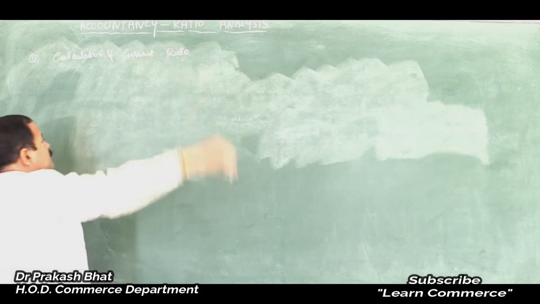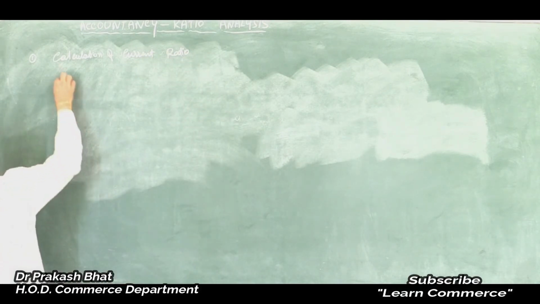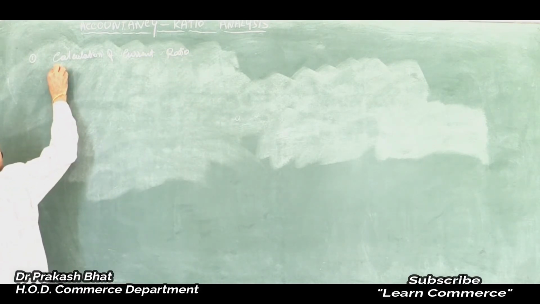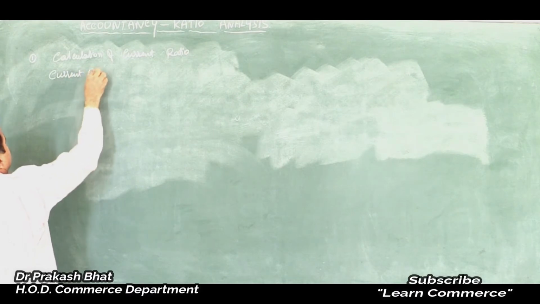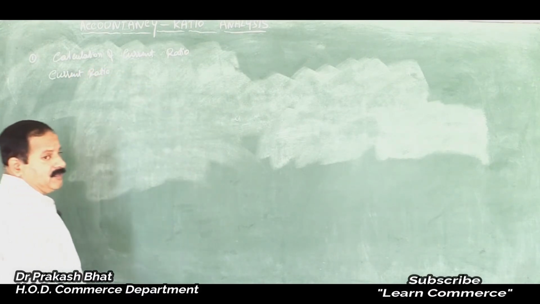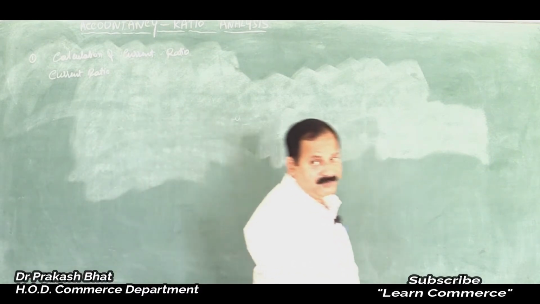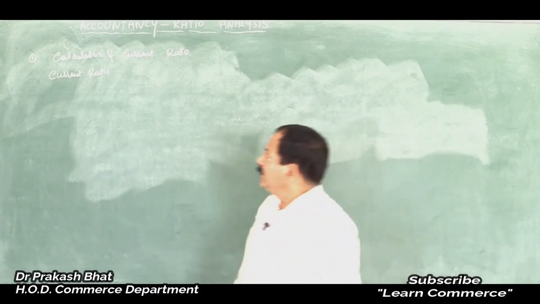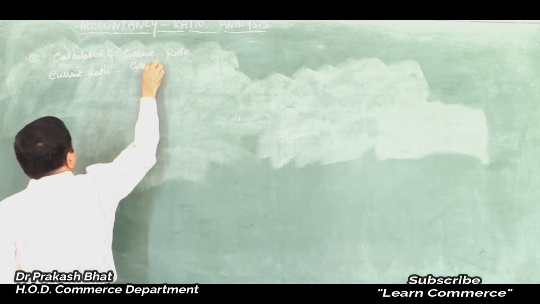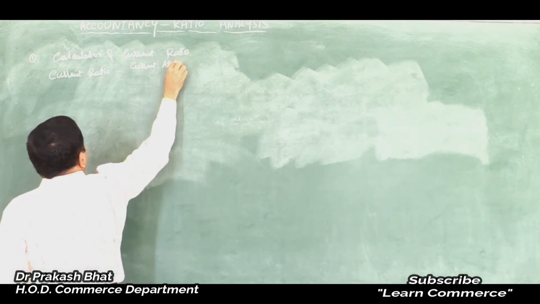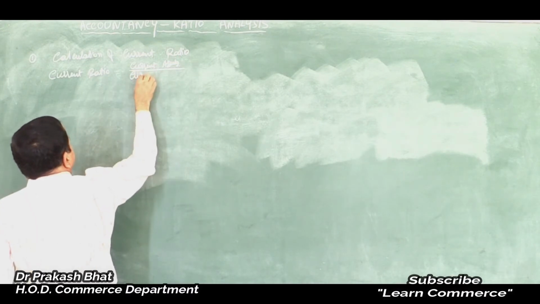Now, you have to write the formula. What is asked in the problem? Calculate the current ratio, right? So, current ratio is equal to, don't use shortcuts. If you use shortcuts, even the evaluator will use shortcuts and they will deduct marks. Current ratio is equal to current assets divided by current liabilities.